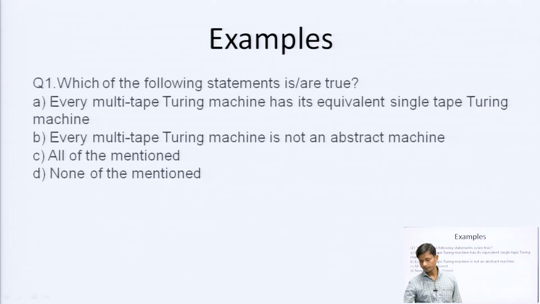This question came many times in competitive exams. Here is one example: which of the following statements is true? Every multi-tape Turing machine has an equivalent single-tape Turing machine. This is a true statement. How? You have a multi-tape machine here.